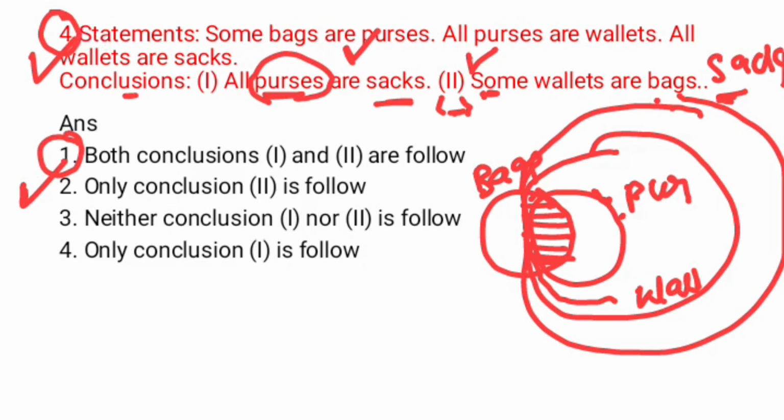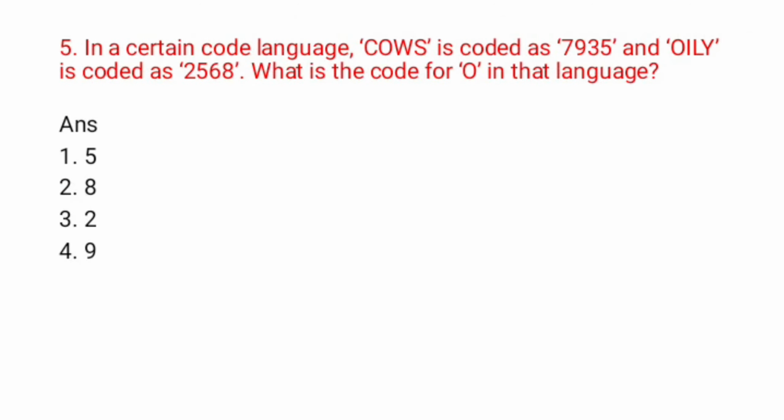And moving forward, question number 5. In a certain code language, cows is coded as 7935 and oily is coded as 2568. What is the code for O in that language? So the options were, among them, 5829. Here we have to find out the code for O.